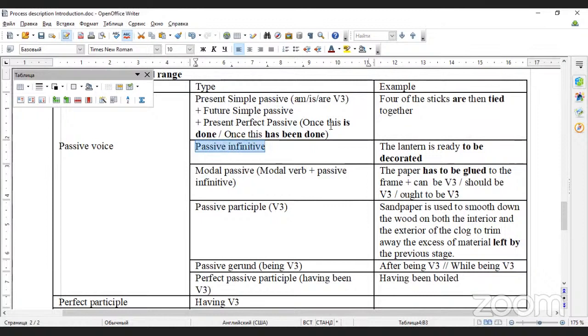Don't expect much because this range of passive constructions will take you up to band 6, but it's also necessary to do that because what takes you to band 7 and higher are complex sentences, which we'll also discuss in a minute. But talking about passive constructions, you can also use modal passive, like something has to be done, can be done, should be done, ought to be done, and so on. Then, for example, you can also use passive gerund, like after being done, while being done. Perfect passive participle, having been done, or having done something, somebody does something else.